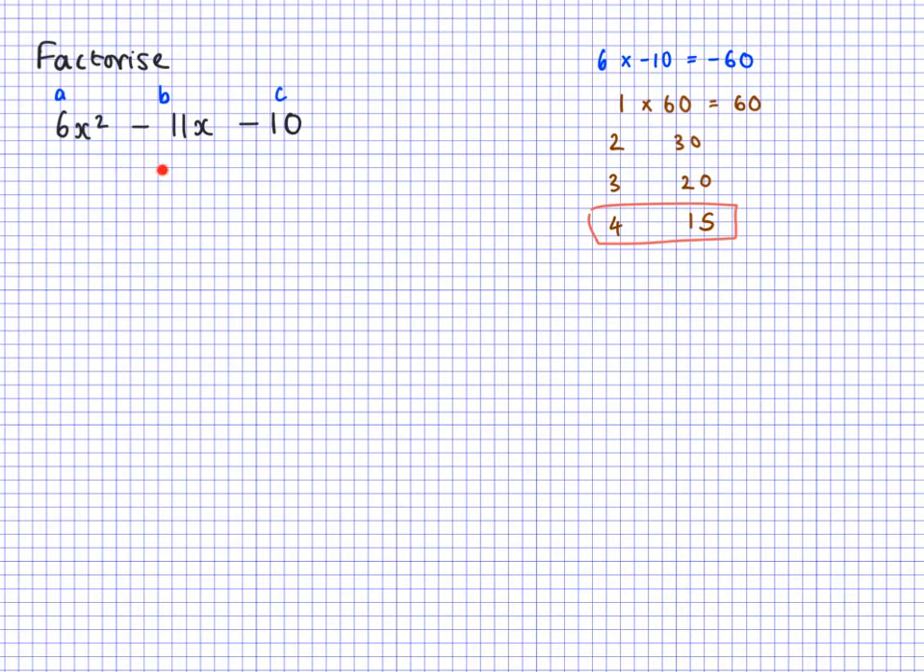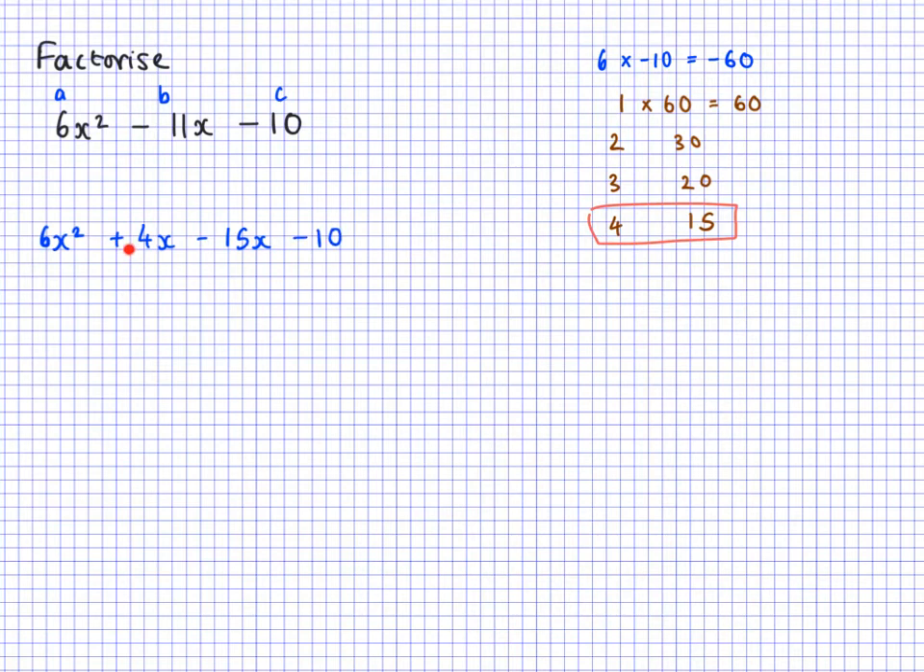I can swap it around. I can say negative 15x and then plus 4x. It will give me the same thing in the end, okay? But I can just keep this order as well, okay? So let's rewrite our expression. So we have 6x squared. Now, instead of negative 11x, I'm writing plus 4x and negative 15x. So plus 4x, take away 15x. And the negative 10 is written again here, so negative 10.